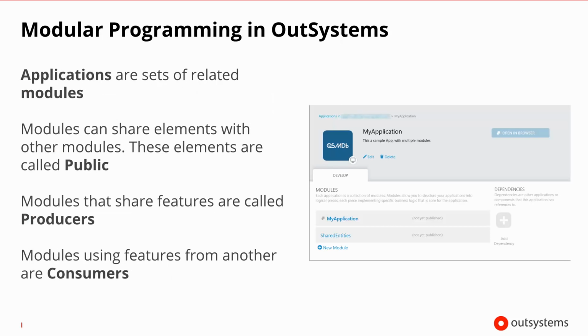So how do you achieve modular programming in OutSystems? Now, your full application is actually made up of several modules. Each module can opt to share certain elements inside with other modules. In OutSystems language, these are called public elements. Every module that shares at least one feature is called a producer. And every module that borrows one feature from another module is called a consumer. Obviously, you might have modules that are both producers and consumers.